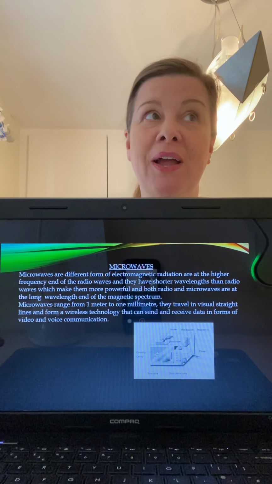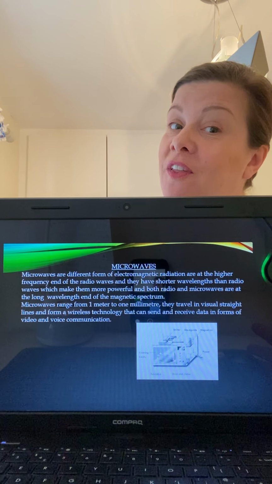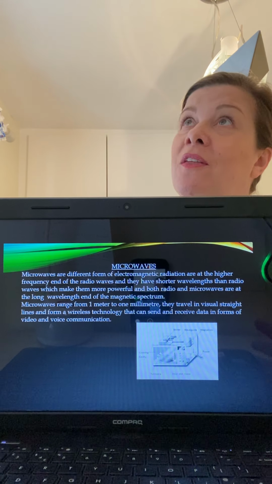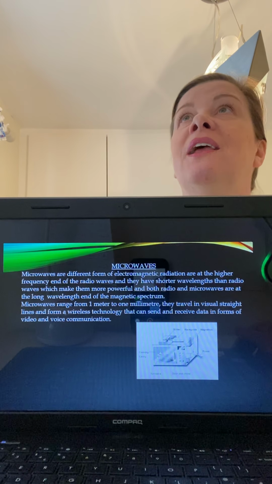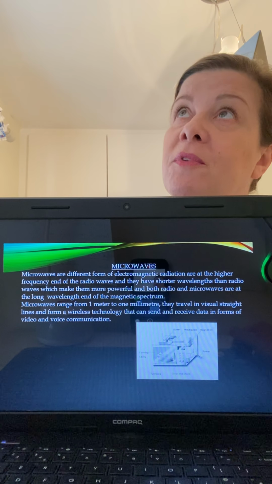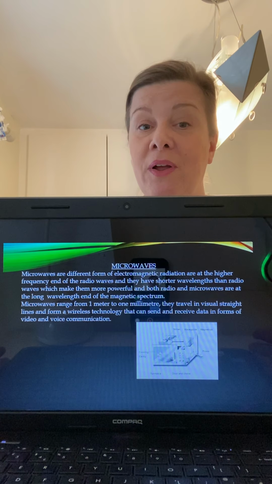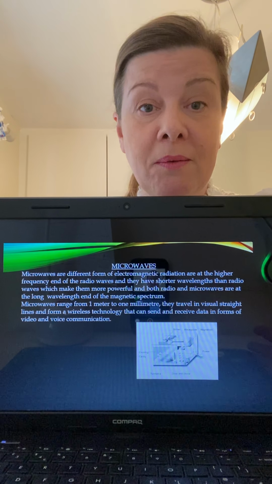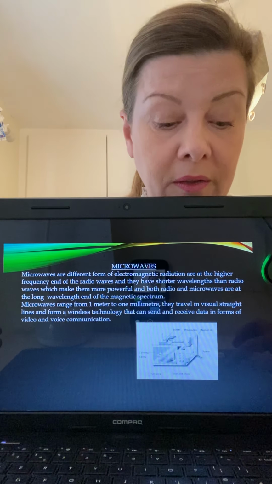And we'll move on to microwaves. Microwaves have a higher frequency than radio waves. They range from 1 metre to 1 nanometre and have a long wavelength, which is ideal for cellular broadcasting. So if you use your mobile phone network, cellular is ideal.